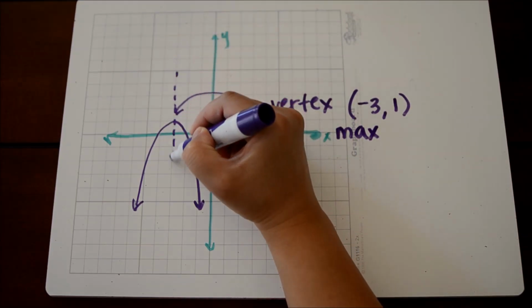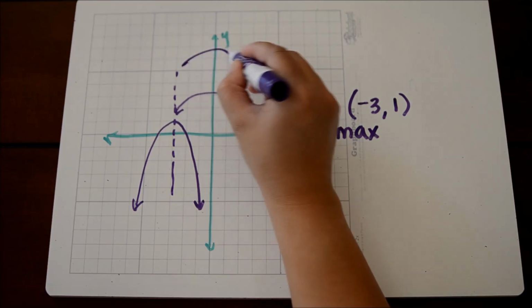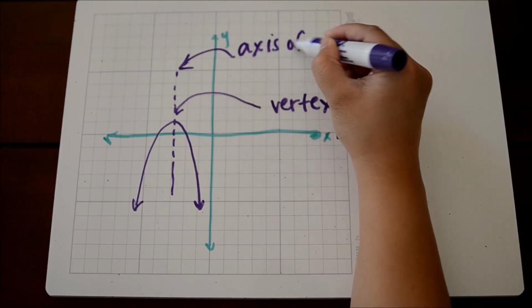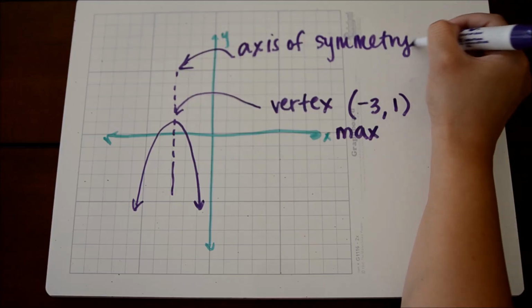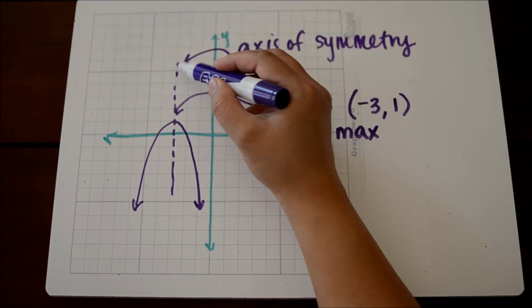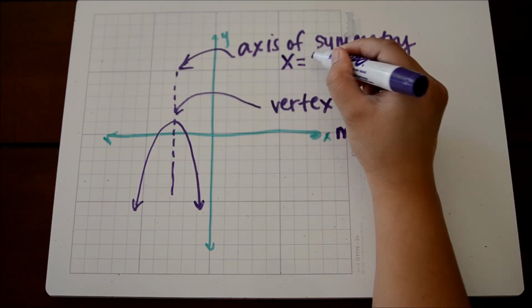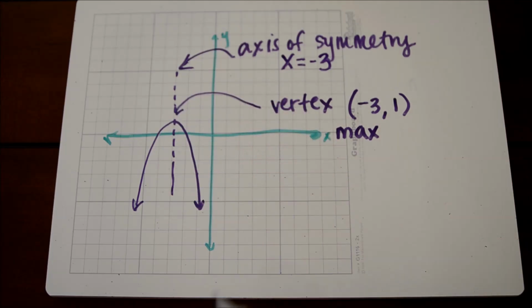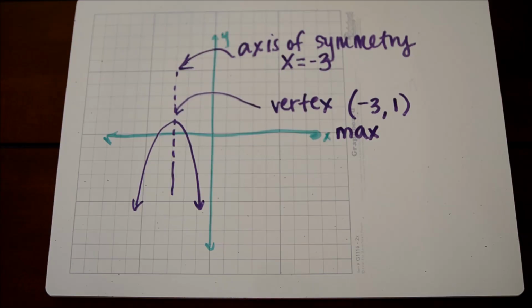Again, that imaginary line that cuts through the middle of our parabola, dividing it into two equal parts, is called the axis of symmetry. A common misconception is that a lot of students think that the axis of symmetry is a number, but it's the equation of the line, and so this is x = -3. And remember, the axis of symmetry always cuts through the vertex, and so that's why those x values are the same.